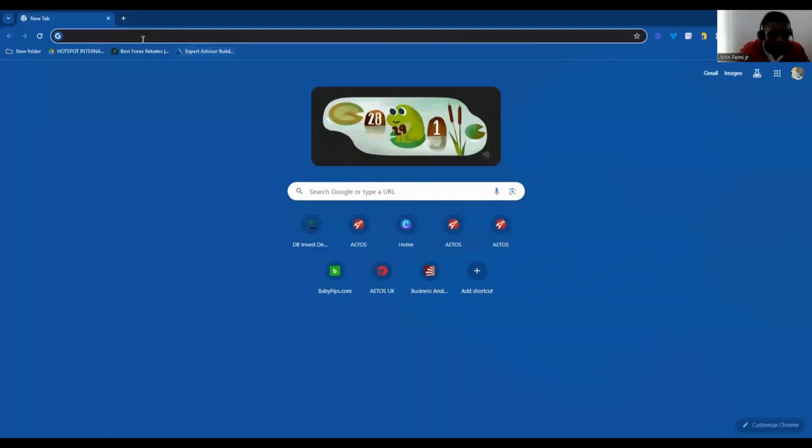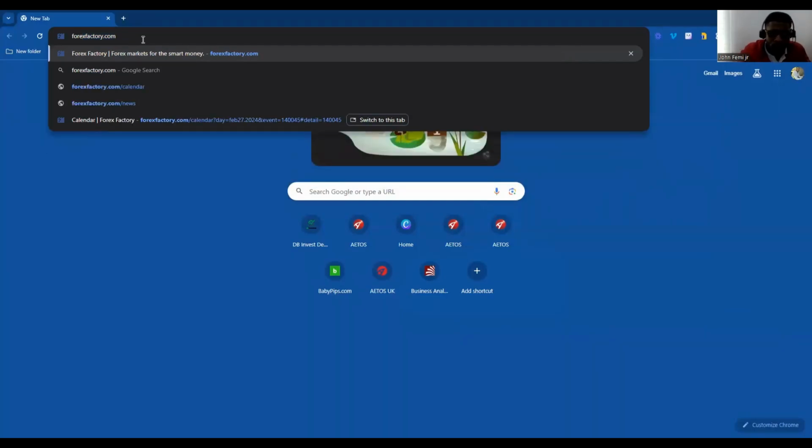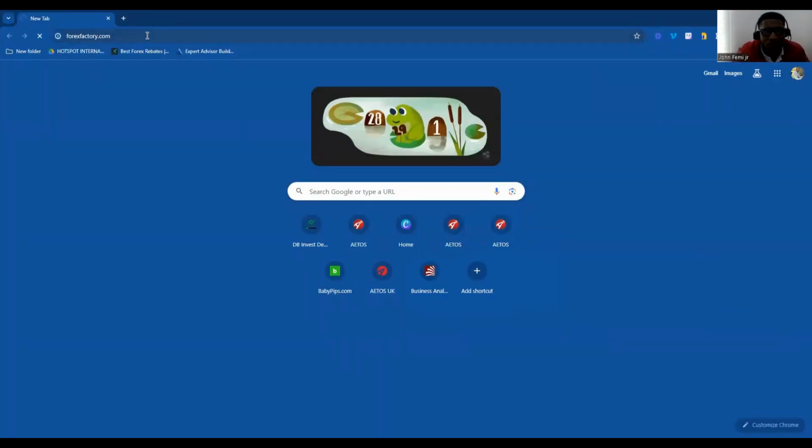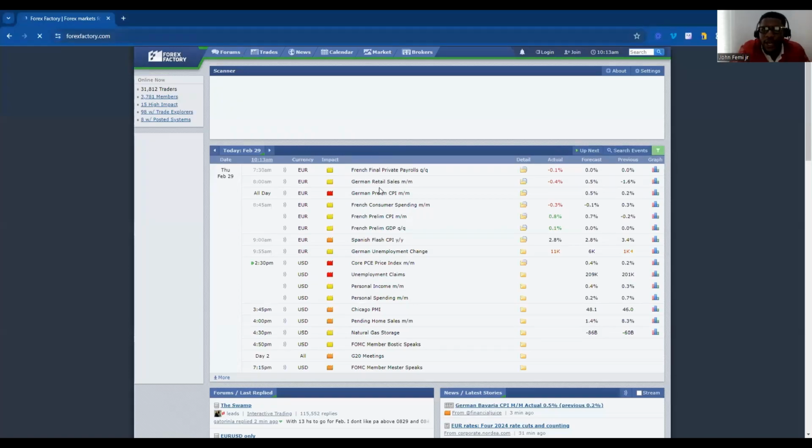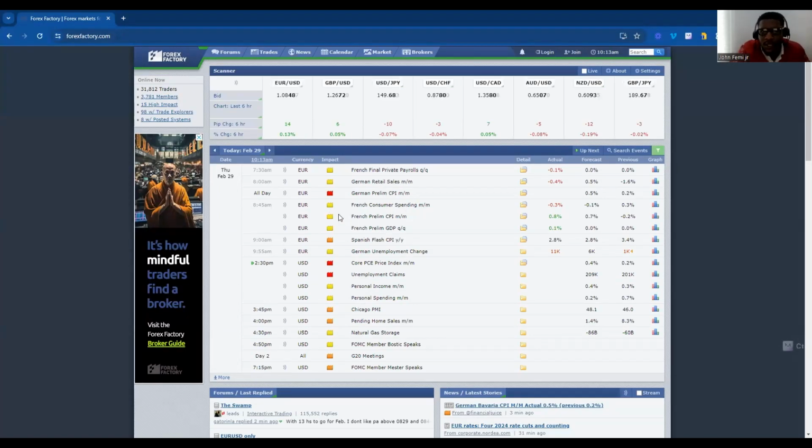So Forex Factory, forexfactory.com. You can see it, forexfactory.com. Once you load it, it's going to show you all the news that you're expecting today, and you can see any envelope that is red, any news that we are seeing under impact as red, is actually high impact news. Medium impact news is highlighted in orange color, while low impact news is yellow.